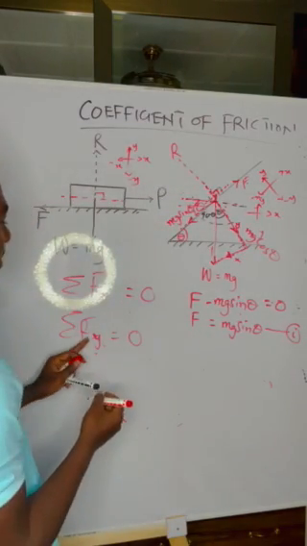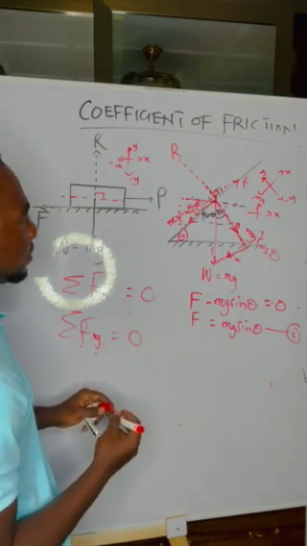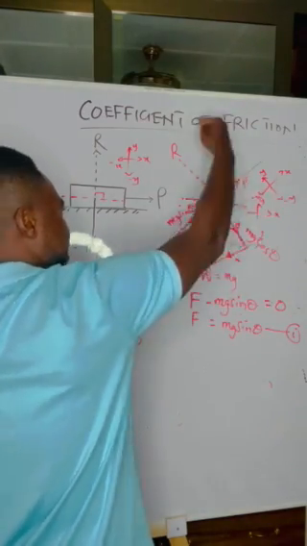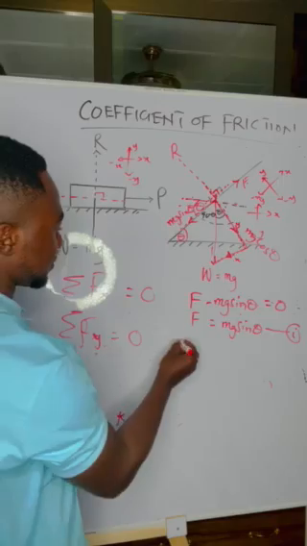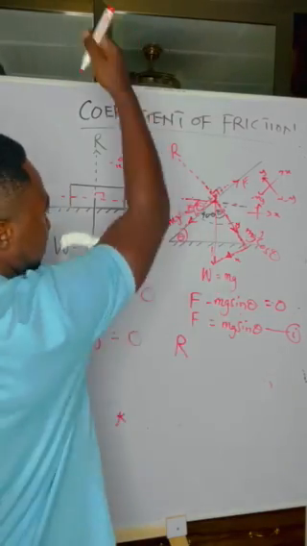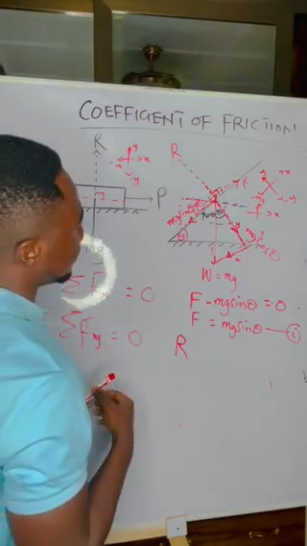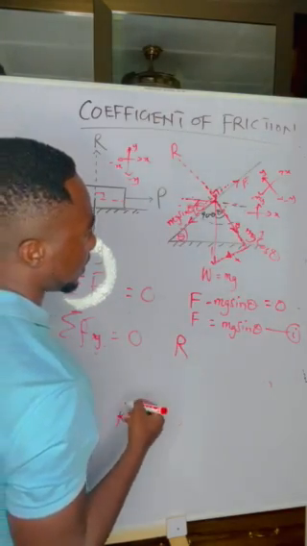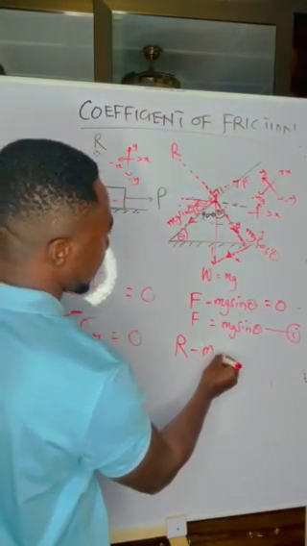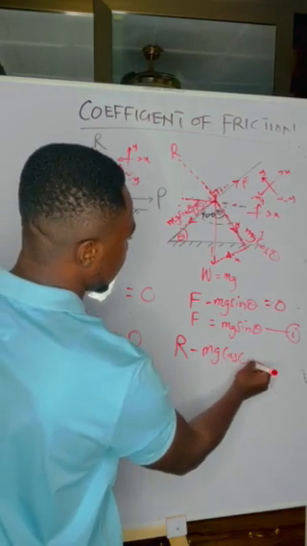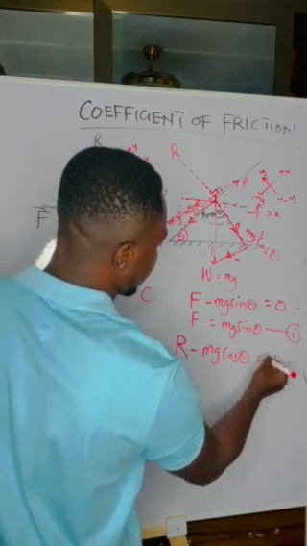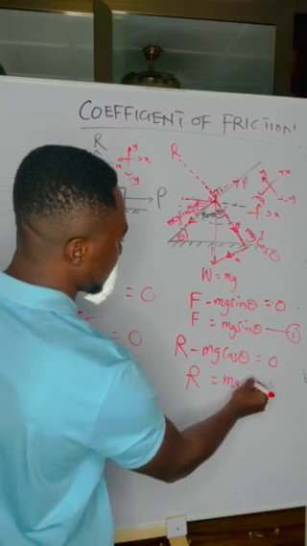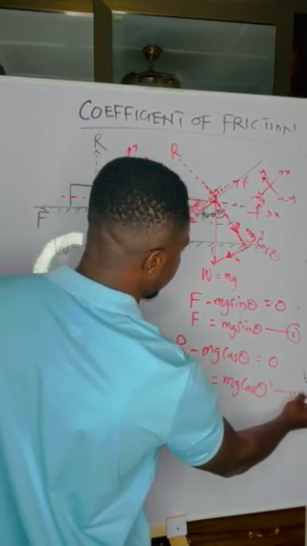Okay, summation of forces in the y direction should be equal to 0. Forces moving at this Cartesian coordinate in the y direction, you have R in the positive y direction, and then you have this moving in the negative y direction, so minus mg cos theta equal to 0. So making R the subject, we have R equal to mg cos theta. For this one, equation 2.